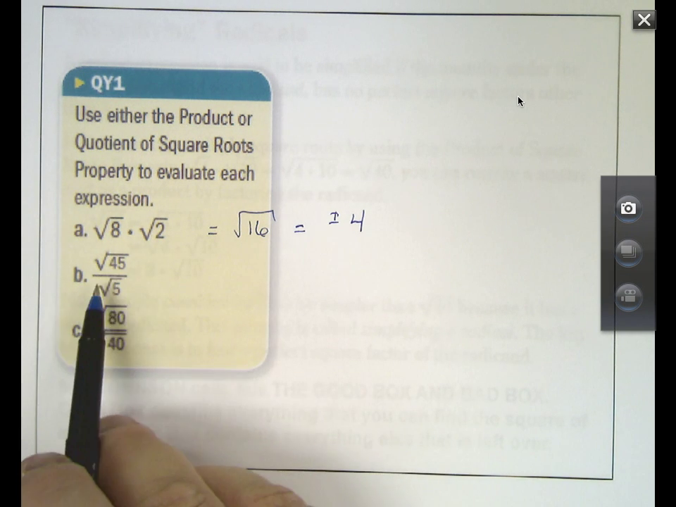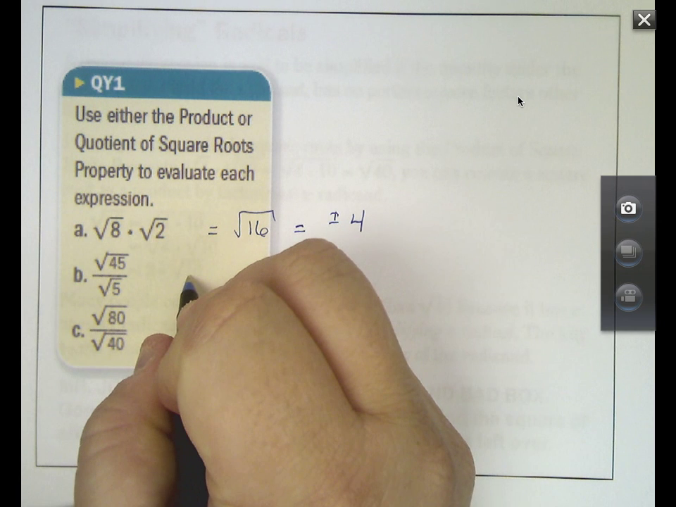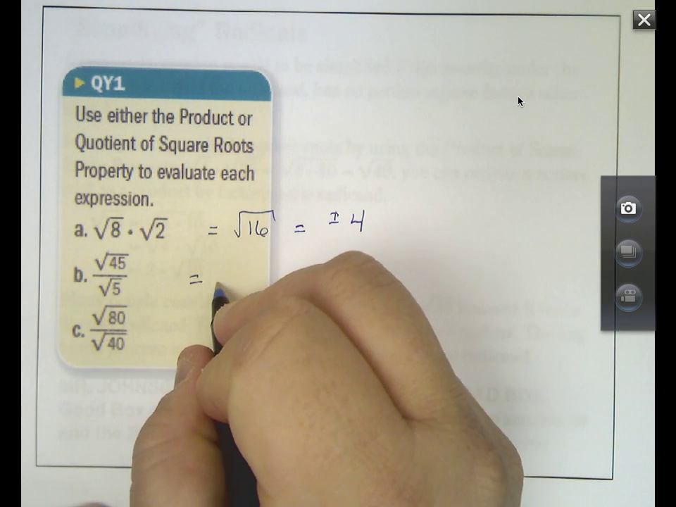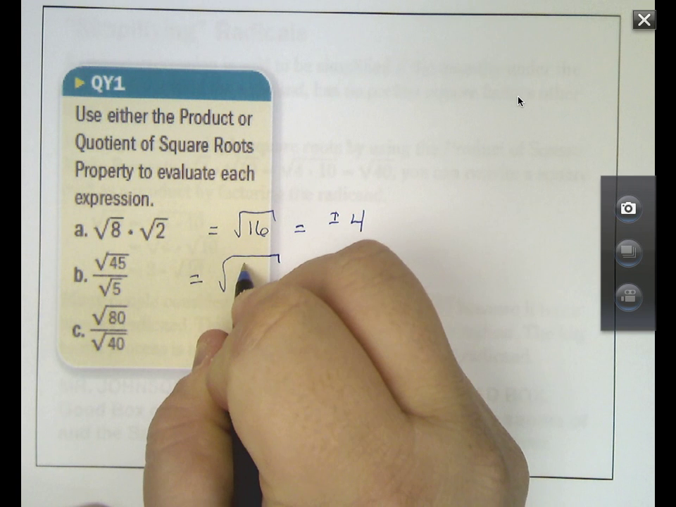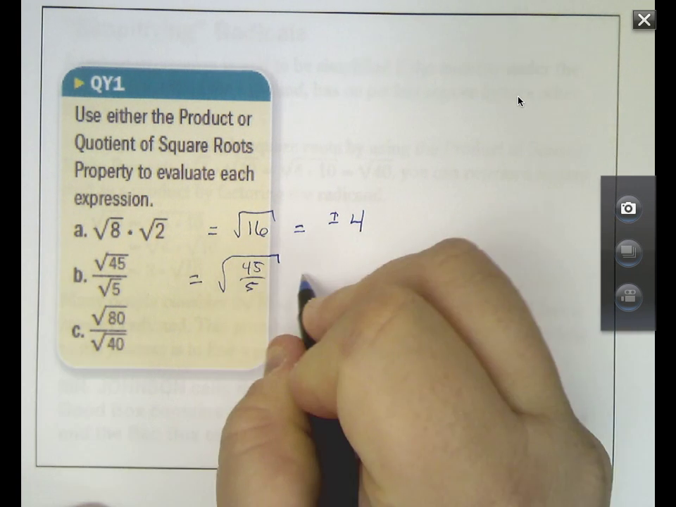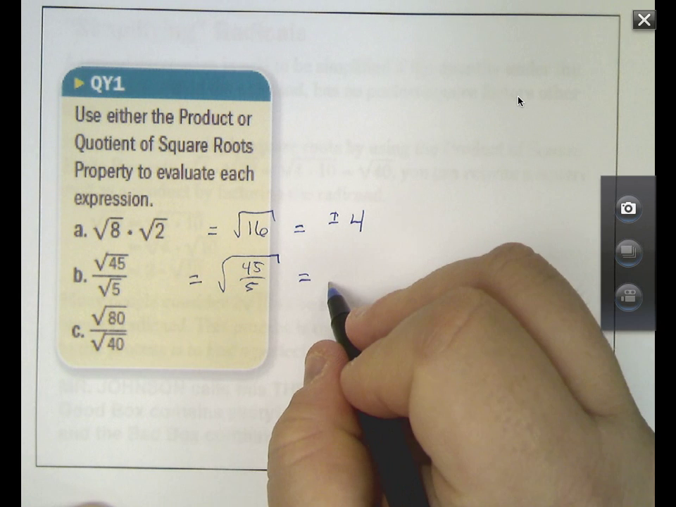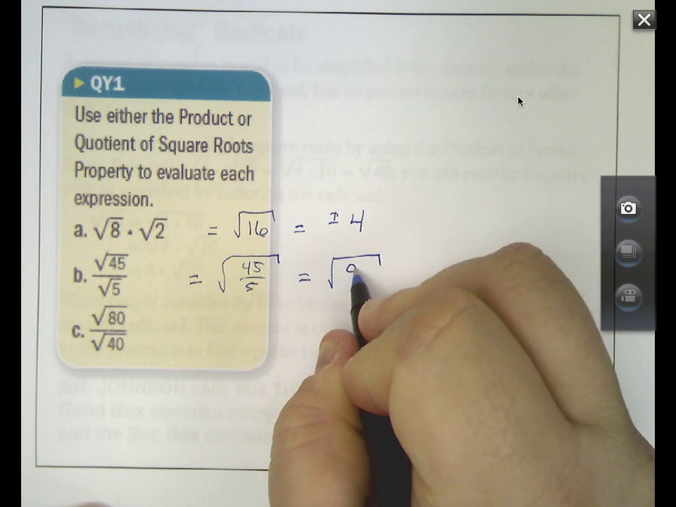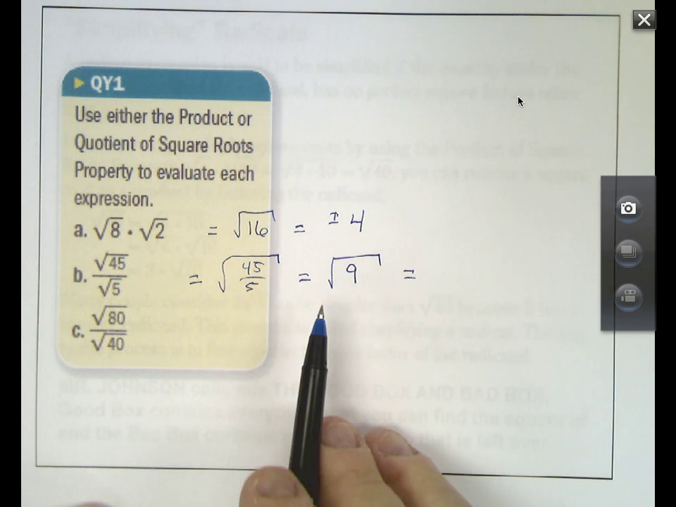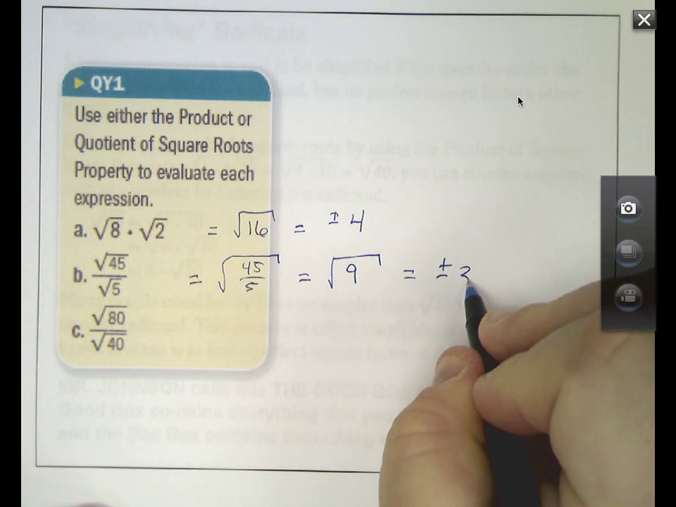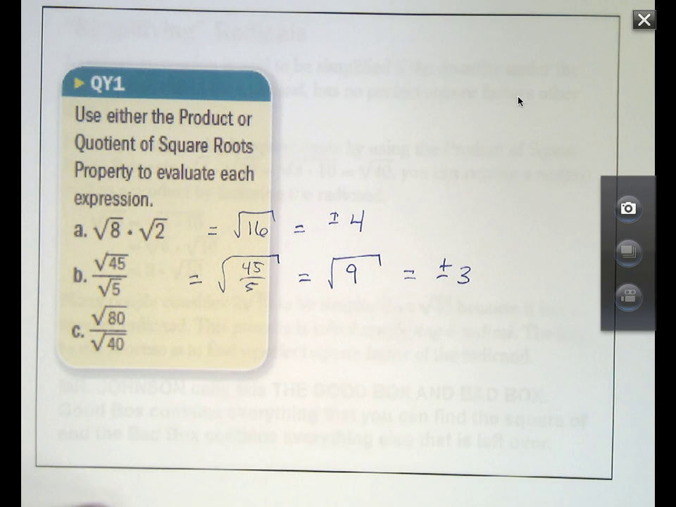Okay. The square root of 45 divided by the square root of 5 gives me the square root of 45 divided by 5. Well, what is 45 divided by 5? You're going to tell me it's 9, so the square root of 9. What is the square root of 9? Plus or minus 3. Okay.